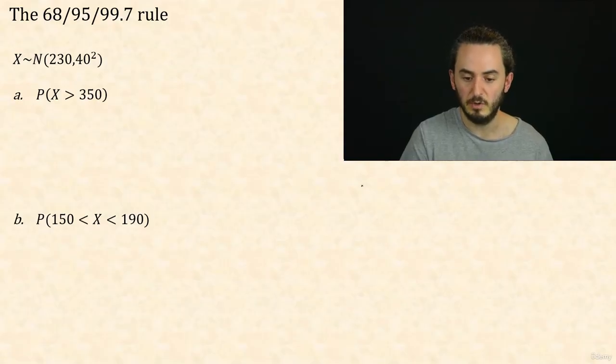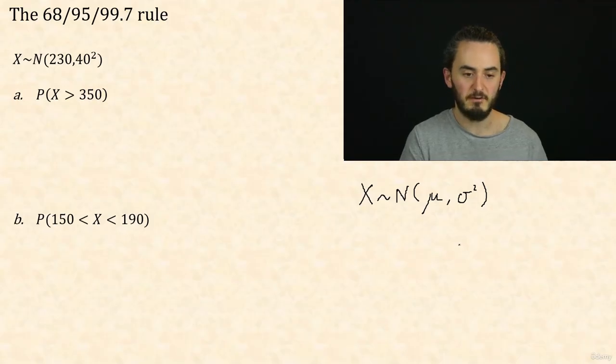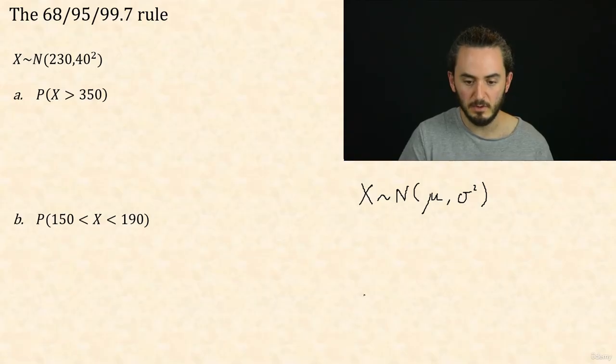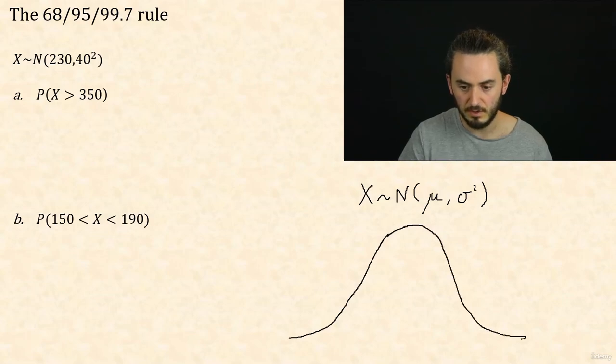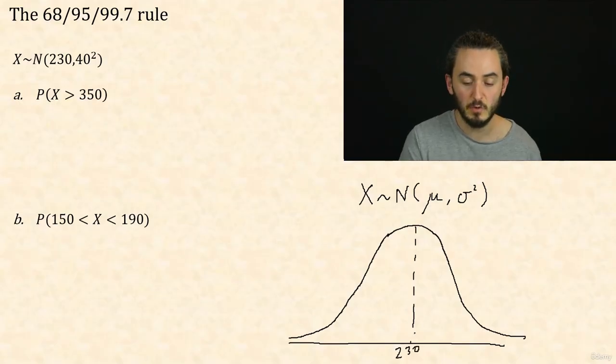So in general, what you're going to see is that when you've got a normal distribution, your parameters are your mean and your standard deviation squared, i.e. your mean and your variance. So can we figure out what's going on in this question from that? Well, in this question, we have a normal distribution with a mean of 230. I tend to put the dotted line down here, mean of 230, and a standard deviation of 40. So what's the probability that X is greater than 350?